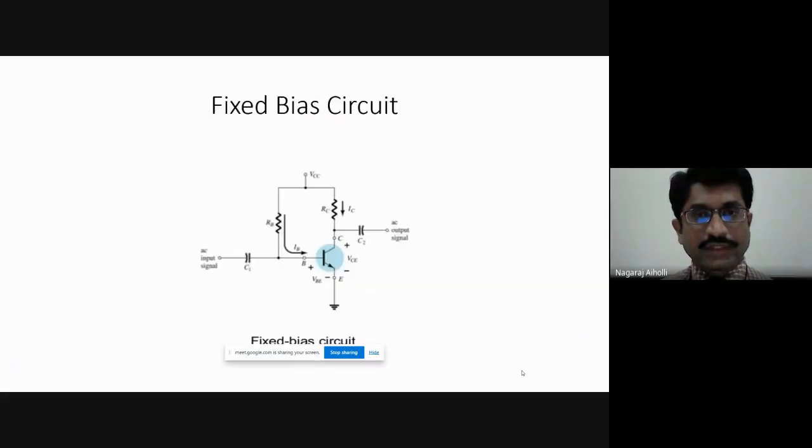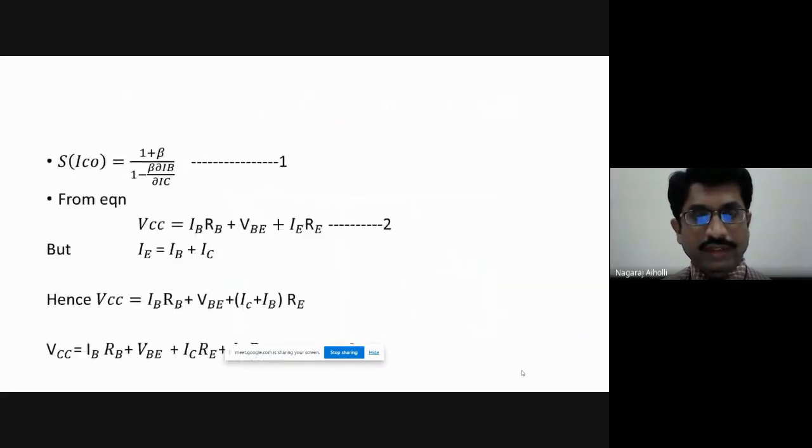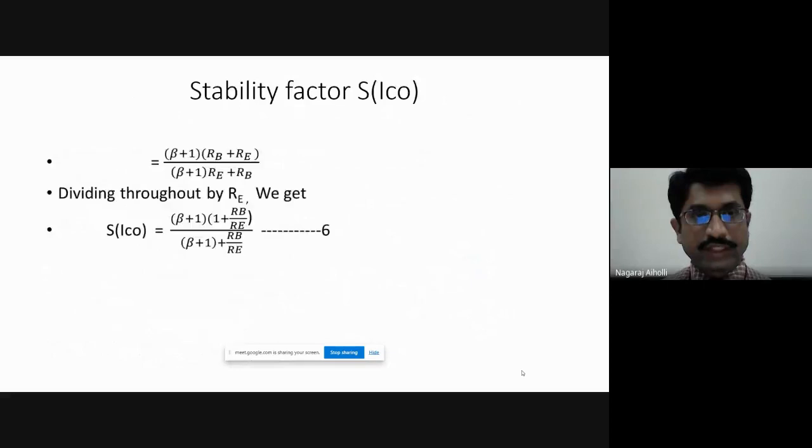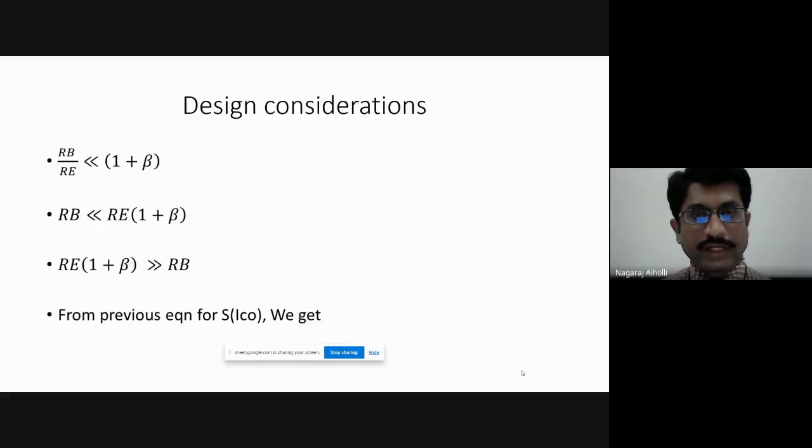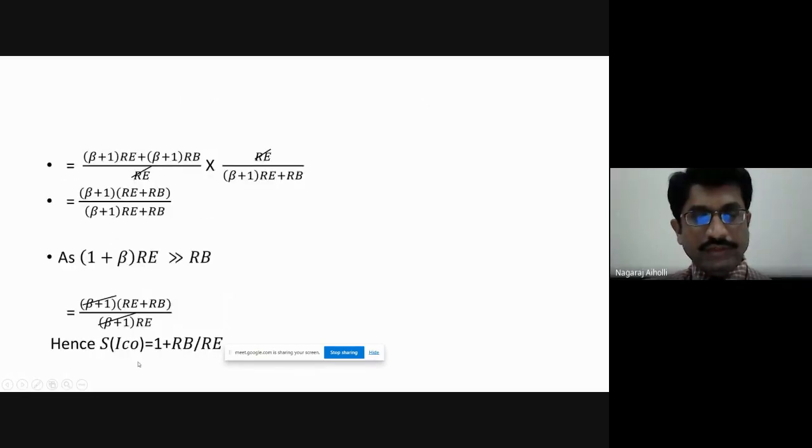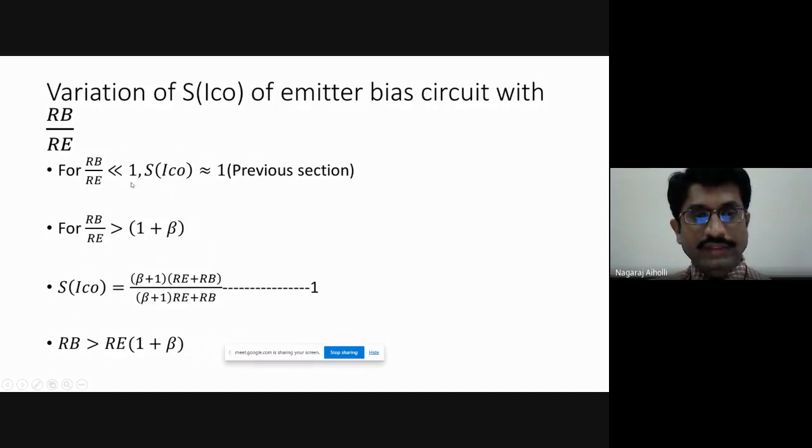So in the last class, students, we discussed some of the considerations that we are making here, the design of the emitter bias circuit. The first consideration was RB by RE less than 1 plus beta. For this consideration, the equation that we got was S of ICO is equal to 1 plus RB by RE. Then next, RB by RE less than 1. For this, S of ICO was equal to 1.